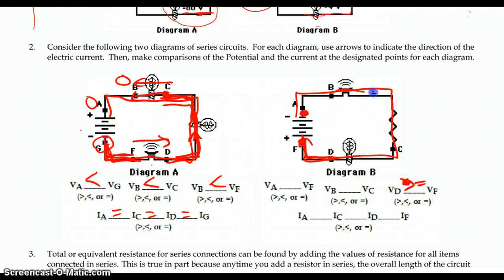B to C, we actually lose potential in 2 places. So B is definitely going to be higher than C. And then A compared to F, of course, A is the highest point and F is the lowest point. And again, as I go around there, there's only one path. So these currents must, in a series circuit, always be equal.